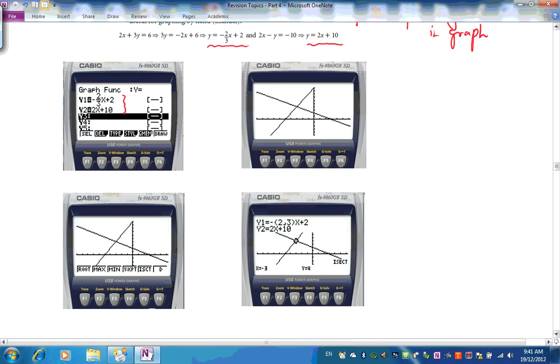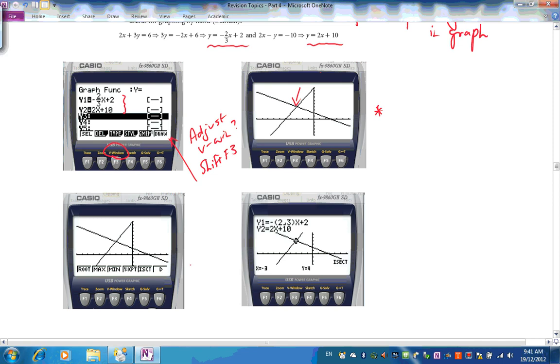Then if you hit draw, you will get the screen here. You might have to adjust the view window, adjust V-Win, to make sure they're on the screen, which is shift F3 in here. So you might have to adjust the view window so that you get a clear point of intersection. This is the point we want in here. What is that point? What's the x and what's the y? Because that will be the solution to both equations at the same time.